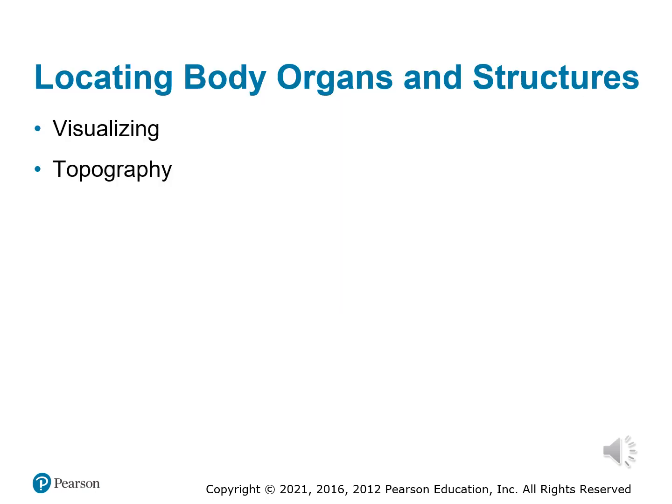All right, we're going to start out with locating body organs and structures. So there's two ways to help locate organs and structures of the body. First is visualizing, or being able to picture the organs and the structures that are inside of the body as you look outside of the body. And then the second is the topography, or the external landmarks, such as notches, joints, or bumps on the bones.